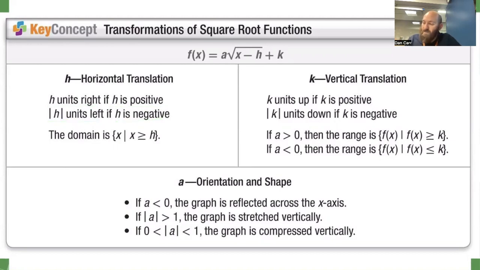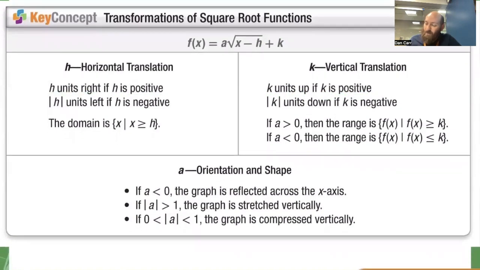The k value that's on the outside is going to tell us if it goes k units up if k is positive, absolute value of k units down if k is negative. Okay, the last thing here is we talk about orientation and shape, and that's with the a value. If a is less than 0, you get a graph that's reflected across the x-axis. So if you remember what it looks like, it looks something like this when we reflect it.